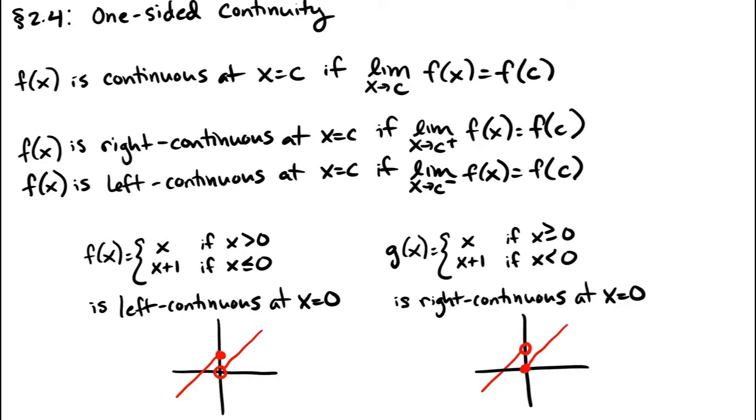If we just change the function value at 0, then the function switches from being left continuous to right continuous. Now for g, as we approach from the right, the limit is 0 and the function value is 0. As we approach from the left, the limit is 1, and that's not equal to the function value. It's very common to see one-sided continuity when you transition between different formulas in a piecewise function.